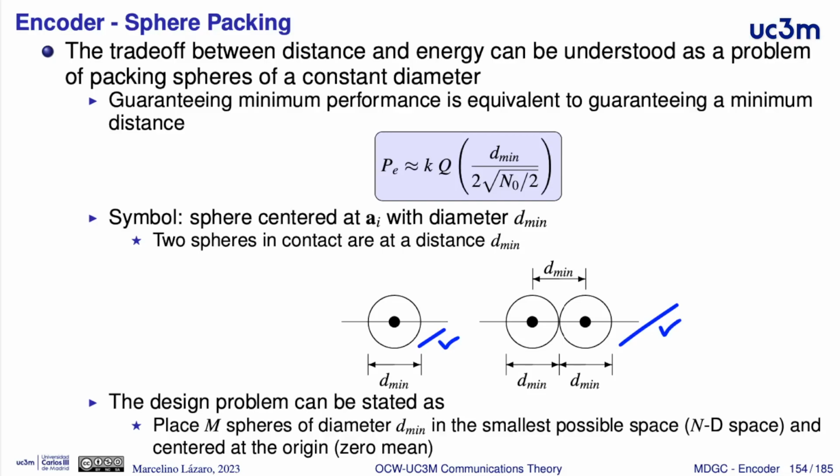And because of this, the design of the encoder can be stated as follows. We need to place M spheres of diameter, the minimum distance, in the smallest possible space. And to guarantee that with the distances we have the minimum possible energy, it is important to guarantee that the constellation at the end has zero mean.